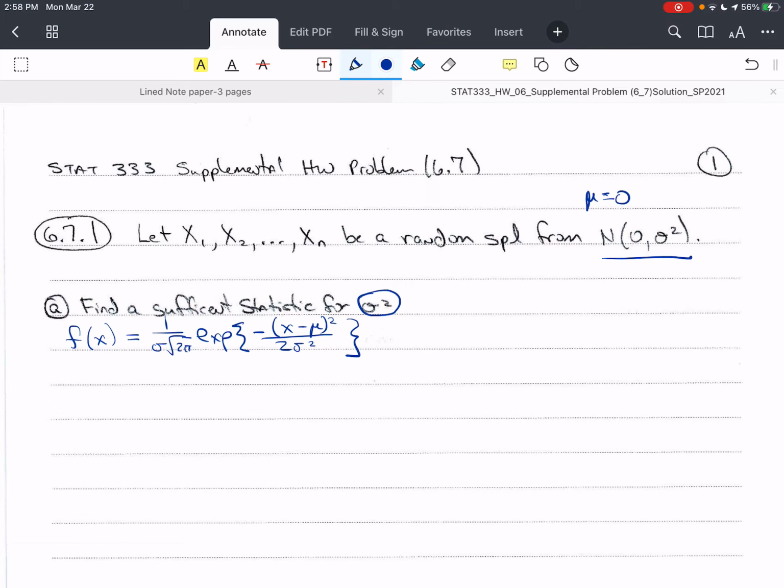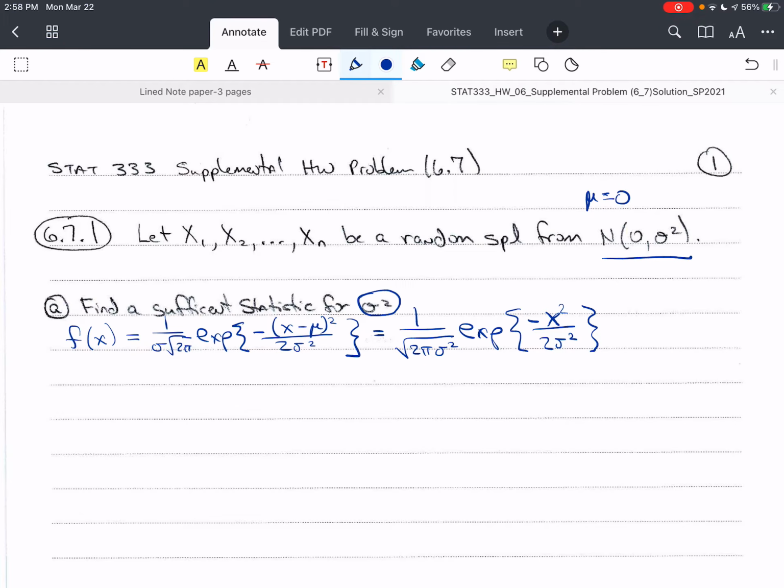So this is going to become 1 over square root of 2 pi sigma squared, exp, and now I'm going to plug in for mu equals 0. So it's going to be negative x squared over 2 sigma squared. Now I have this in the form of sigma squared everywhere.